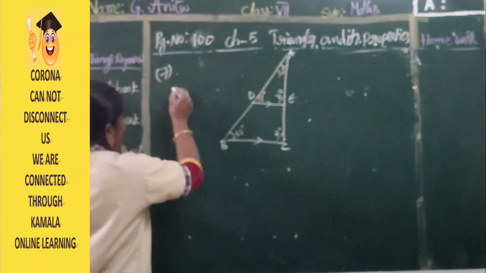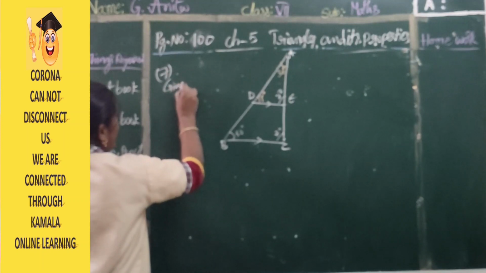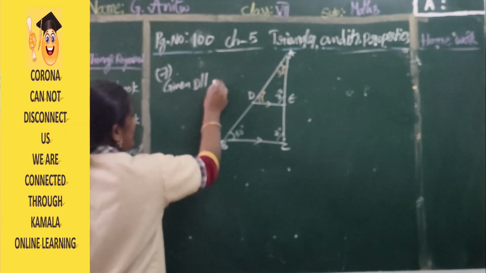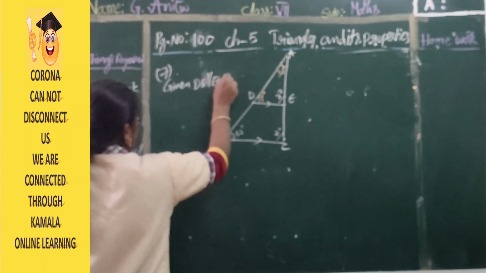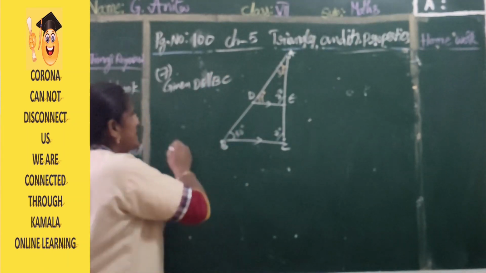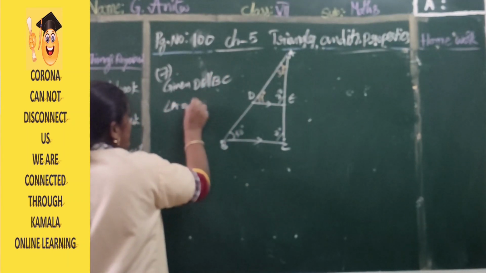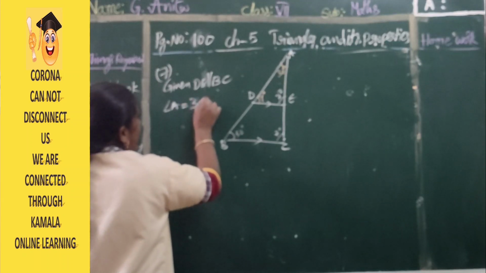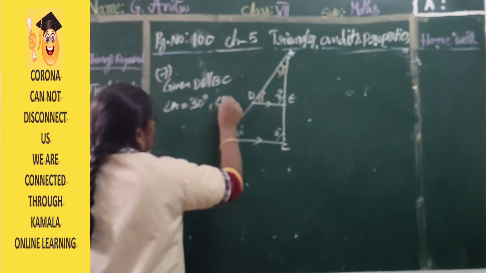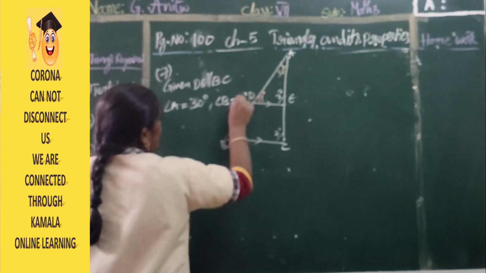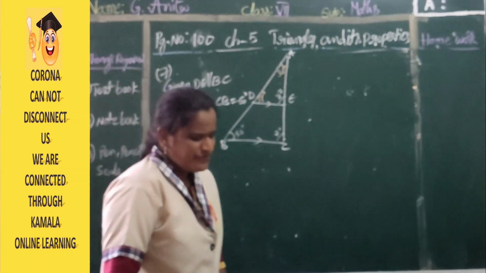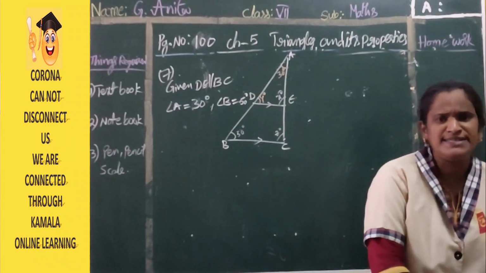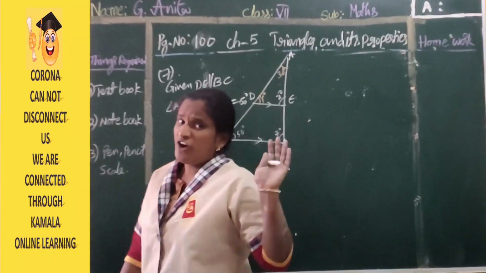So what they are given? Given DE is parallel to BC. DE line is parallel to BC. Okay. So angle A is equal to 30 degrees, they are given 30 degrees. Angle B is equal to 50 degrees, they are given. And we need to find x, y, z values. Simple. Within 1 or 2 seconds we will get the answer. So observe. Anyone got idea?